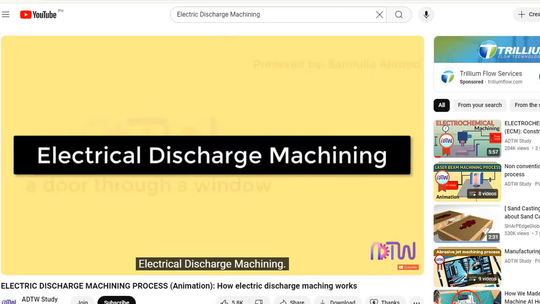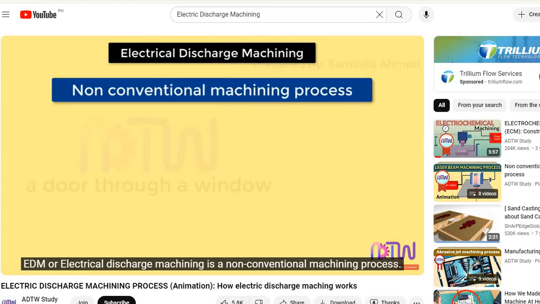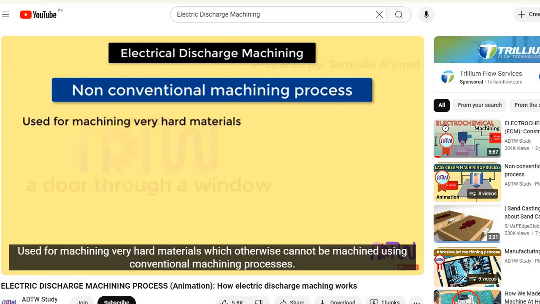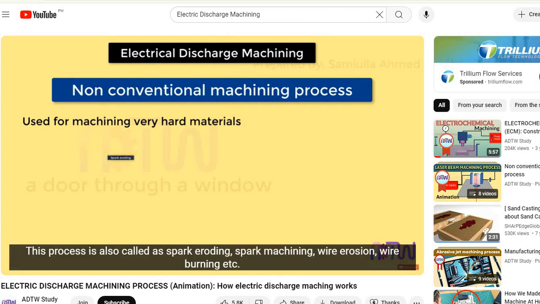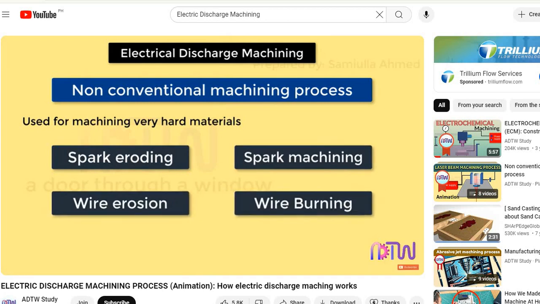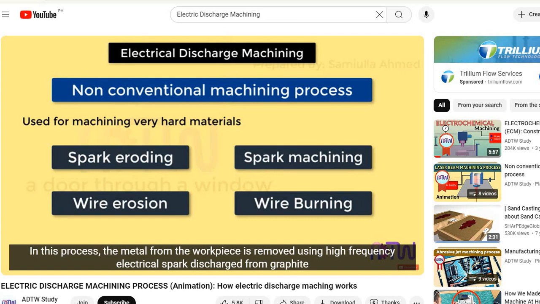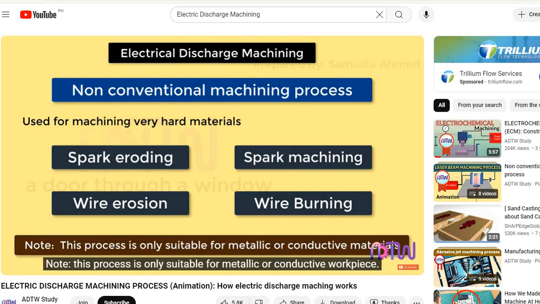Electrical discharge machining. EDM, or electrical discharge machining, is a non-conventional machining process used for machining very hard materials which otherwise cannot be machined using conventional machining processes. This process is also called spark eroding, spark machining, wire erosion, wire burning, etc. In this process, the metal from the workpiece is removed using high-frequency electrical spark discharge from graphite or soft metal tools, which serve as the electrode. Note, this process is only suitable for metallic or conductive workpieces.